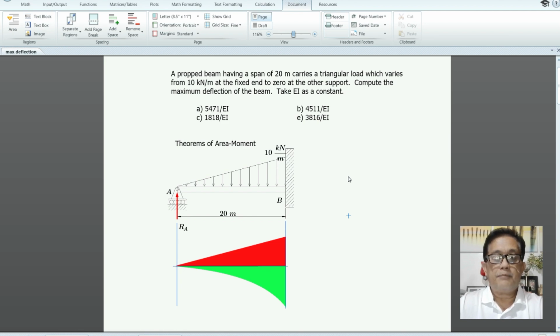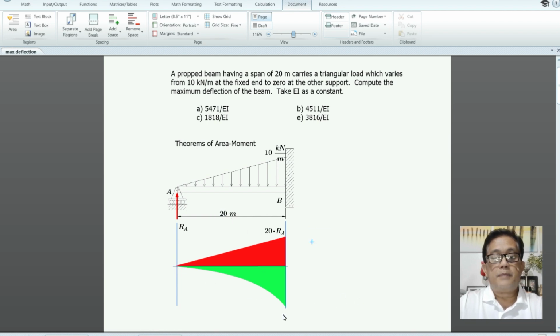So I have drawn here the prop beam. It doesn't matter which side is the fixed end and which side is the roller support. Then below is the moment diagram by parts. This red triangle will be 20 times R sub A. So that's this force times the moment arm of 20.